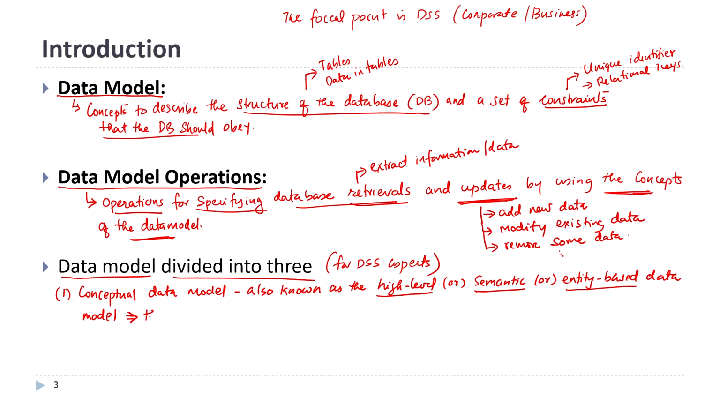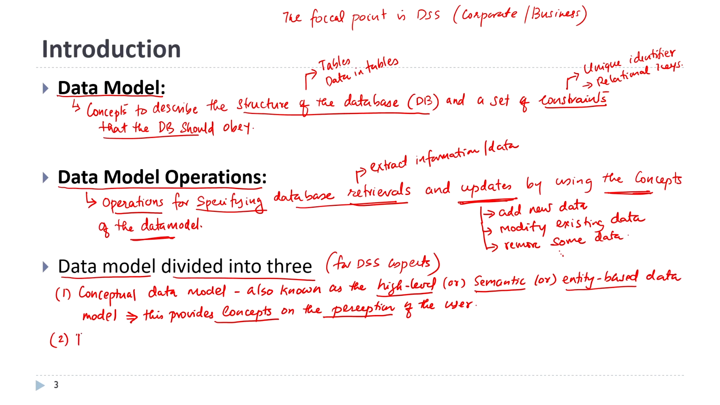What is the main purpose of it? This provides concepts on the perception of the user. Whoever the user is, or whoever creates the data, how they perceive the data, and their concepts on that data, is what is captured in this conceptual data model. That is the first one.